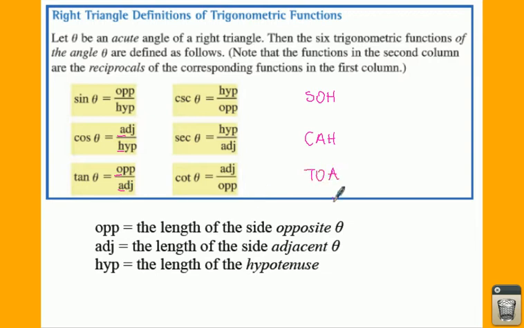Now, in order to figure out your cosecant, secant, and cotangent, remember those are just your reciprocals, so if you need your cosecant, that is... Just kidding, there's no abbreviation.